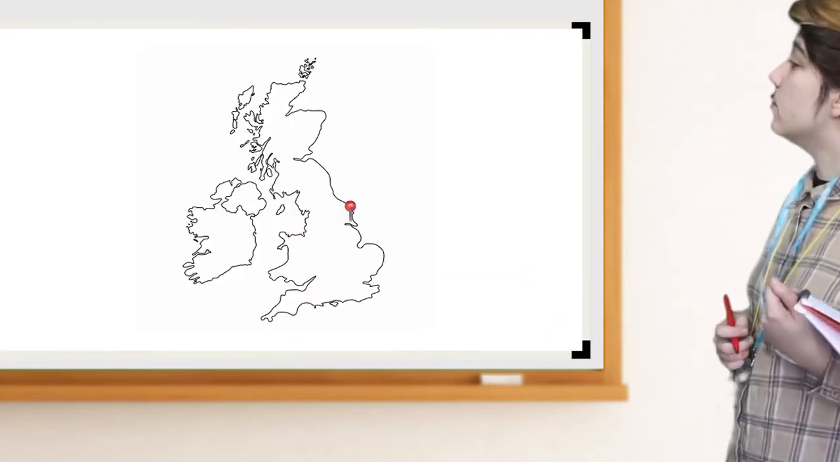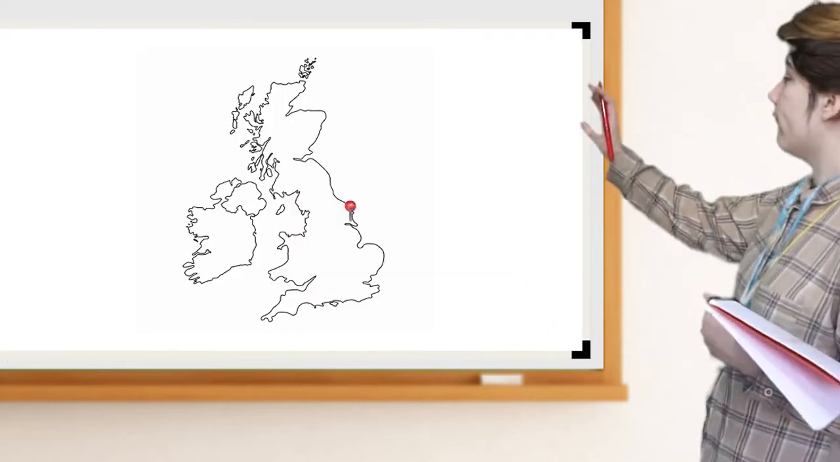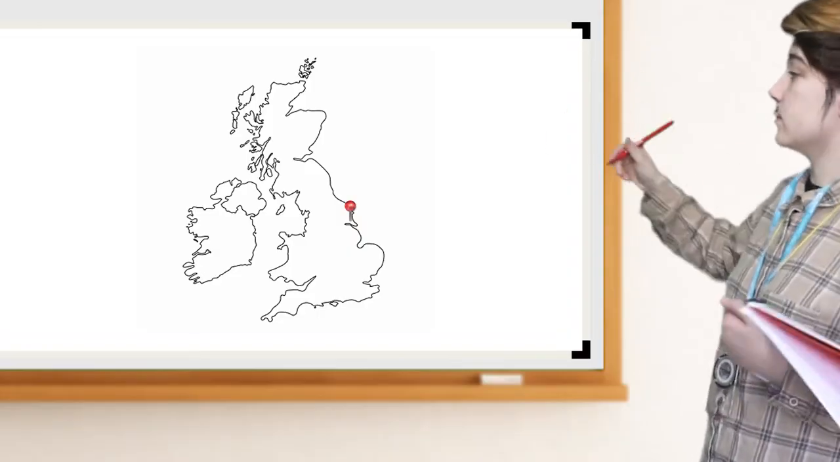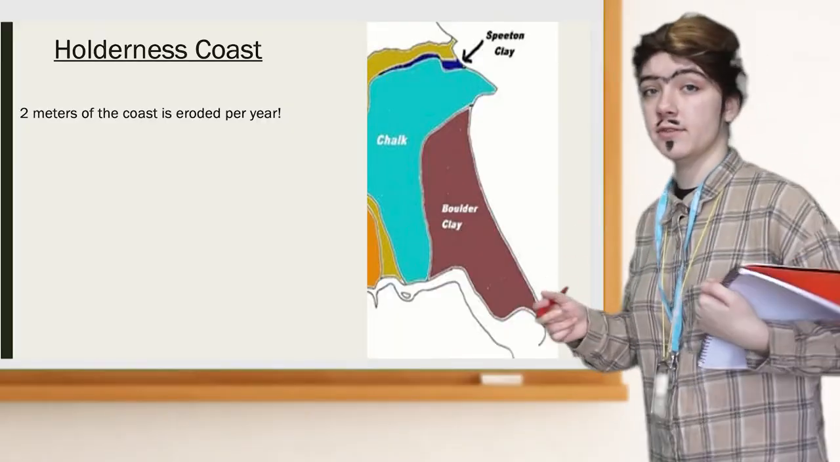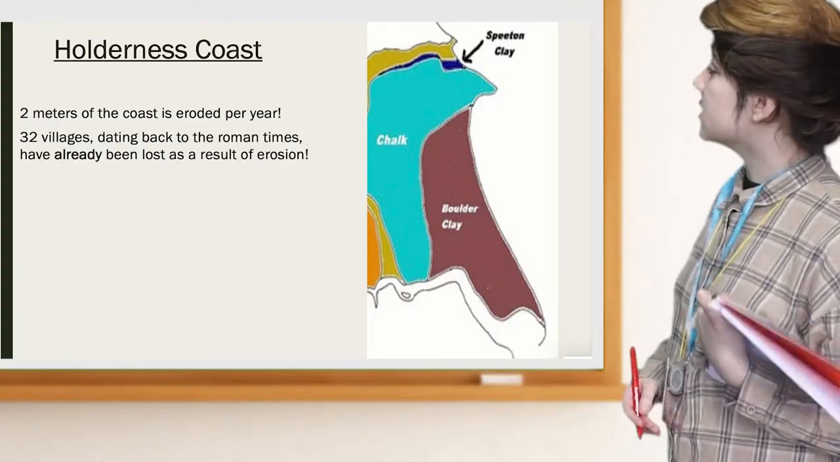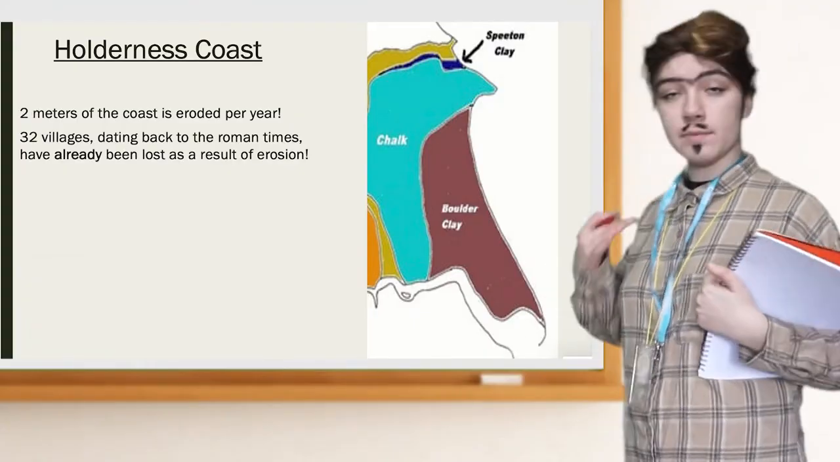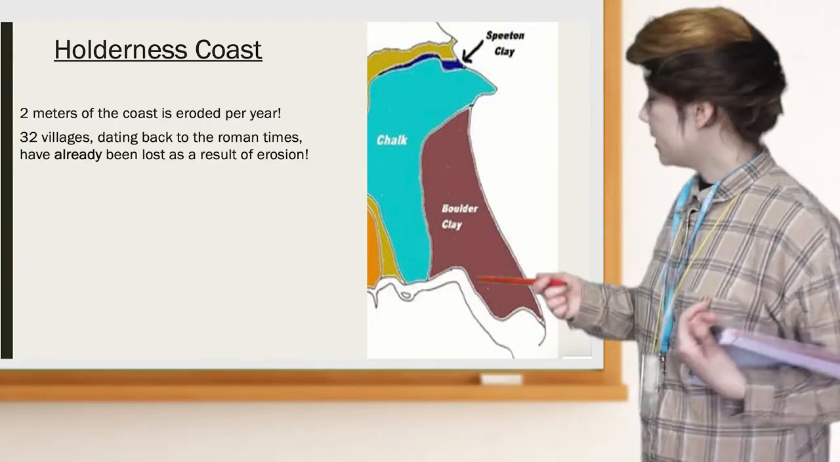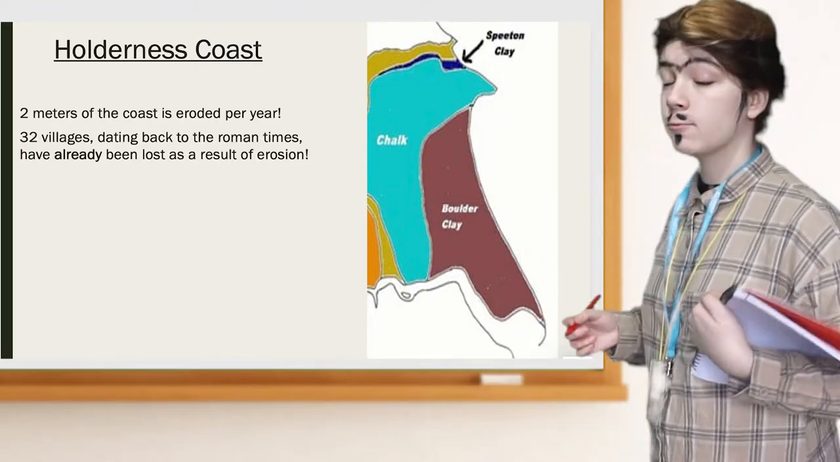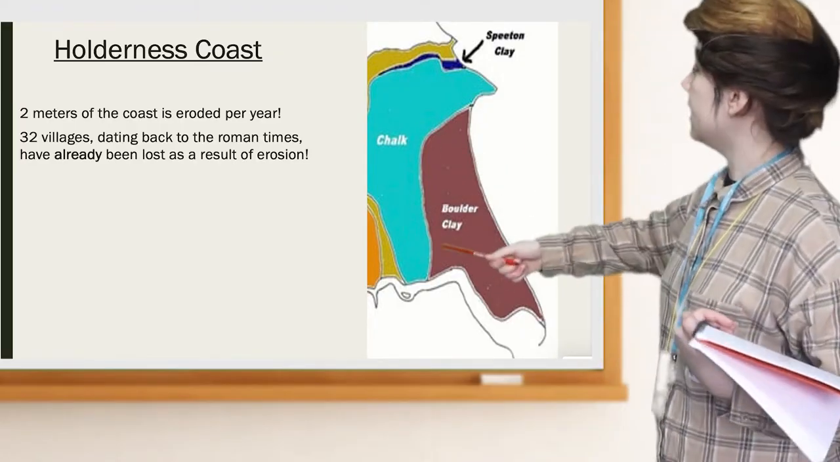Now, the Holderness Coast is situated in the northeast of England, just this little bit here, as we can see where the pinpoint is. 2 meters of the Holderness Coast is eroded every single year. Doesn't seem like a lot. 2 meters is quite a long distance. So 32 meters dating back to the Roman times has been swept away into the sea because of this soft rock known as boulder clay. Now, boulder clay erodes much quicker than the chalk does, and the chalk is a hard rock, so hence why it's more resilient here, and the boulder clay is rapidly eroding.